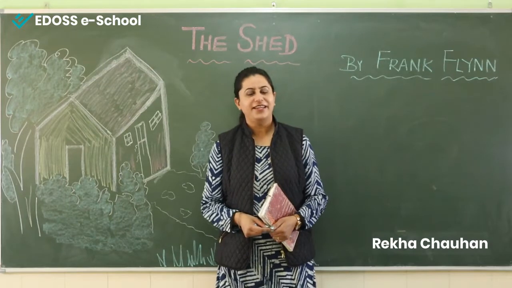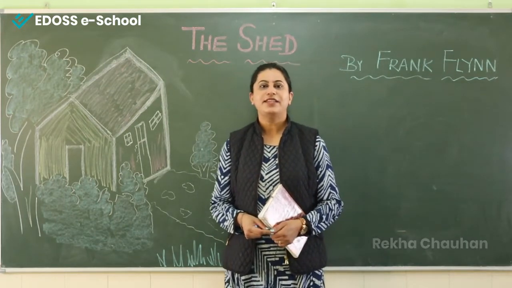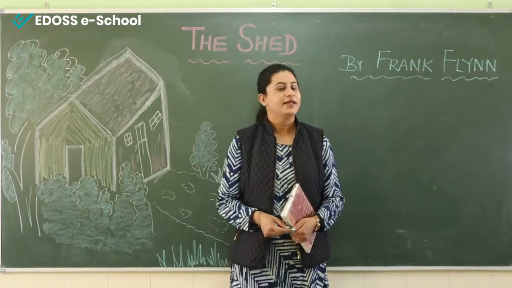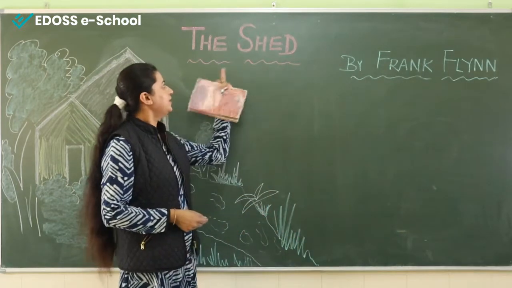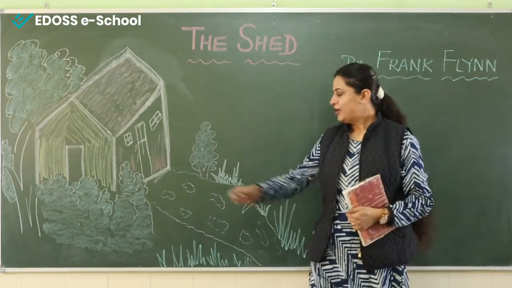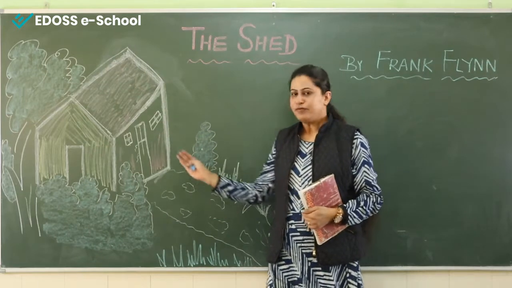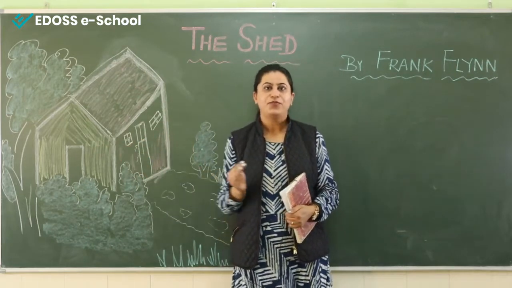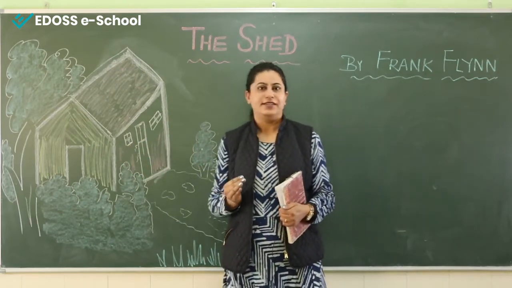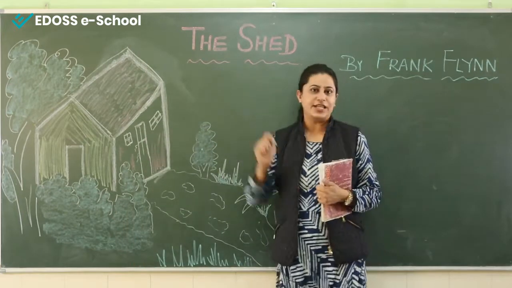I am here again with another poem from the class 7 NCERT English book, The Shed by Flynn. Here you can see a picture drawn, somewhat a way to explain the title of the poem, The Shed.